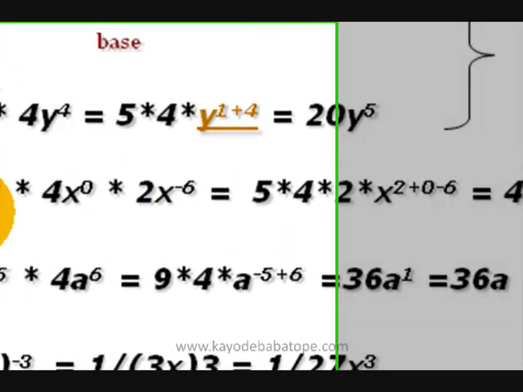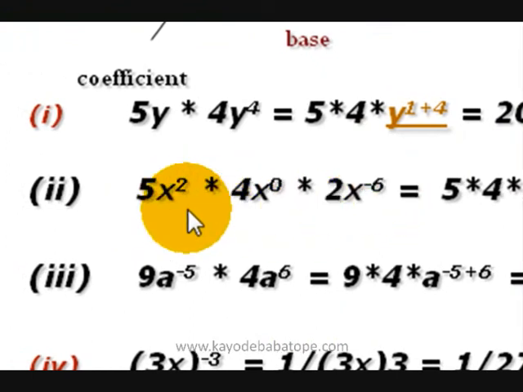Because when they have the same base and you are multiplying two indices, all you need to do is just raise the common base to the sum of the indices.